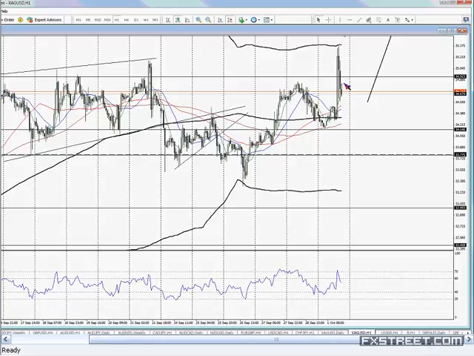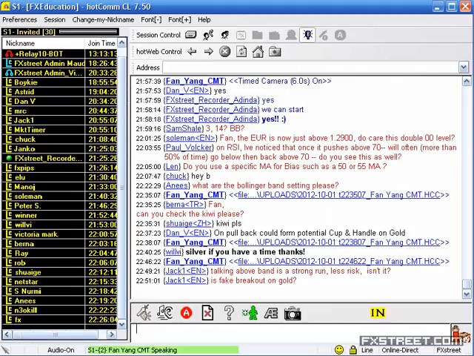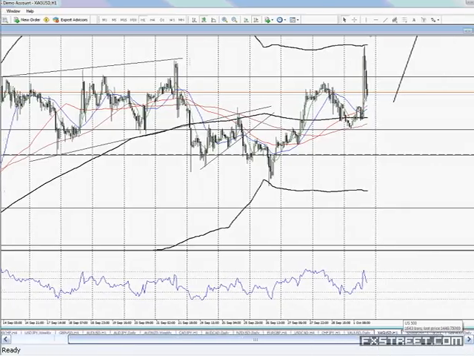All right, so I think that's it for today, but I'm going to take a look at your comments. Talking above band is a strong run, less risk. Not sure what you mean there, Jack. Are you talking about silver? Is it a fake breakout on gold? Just like silver and gold.